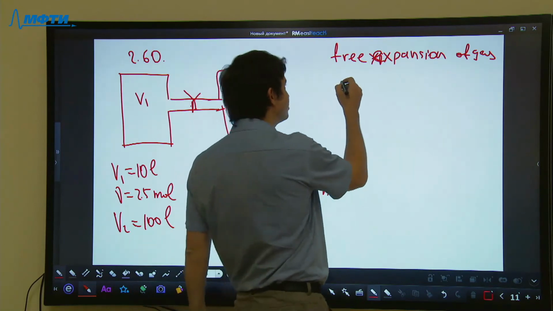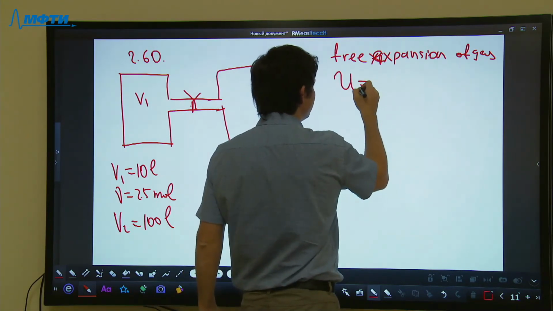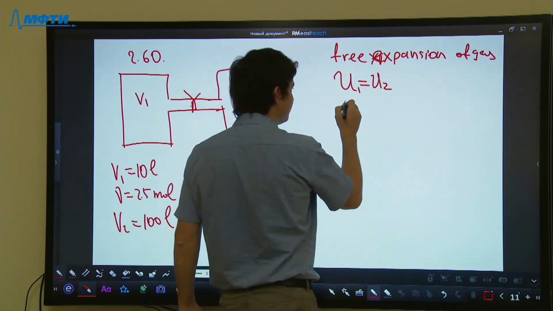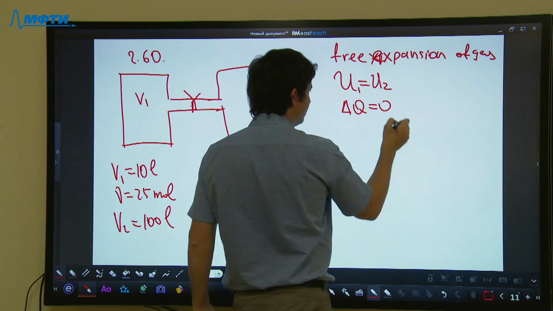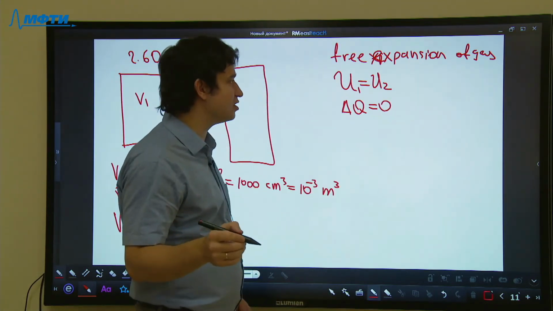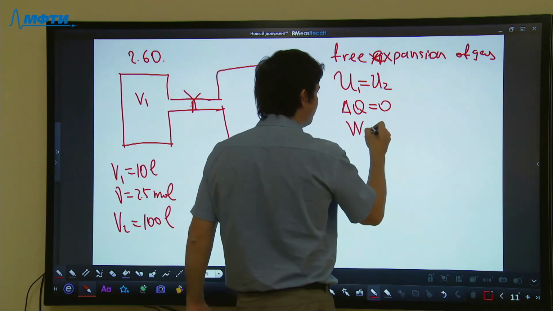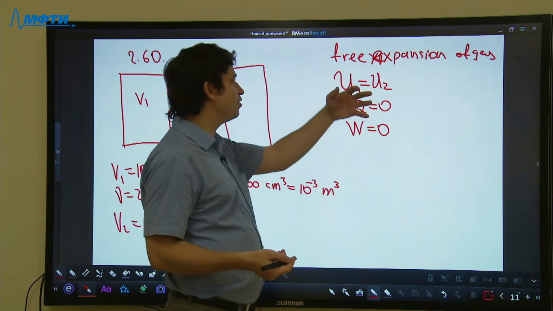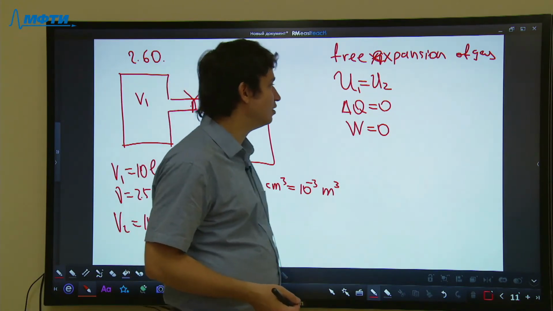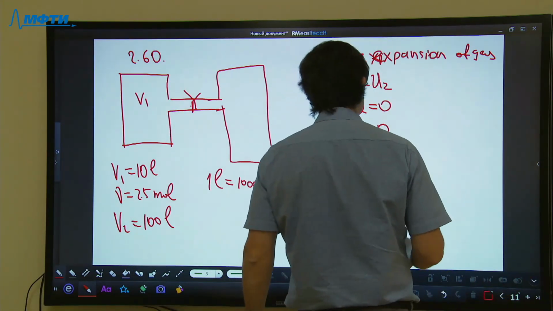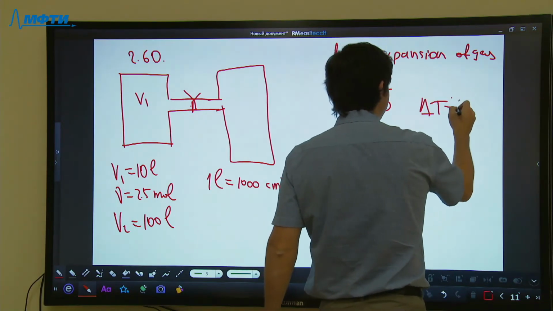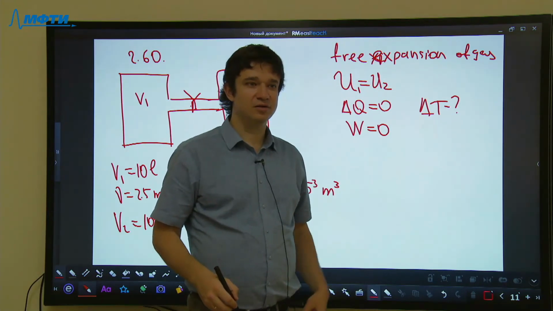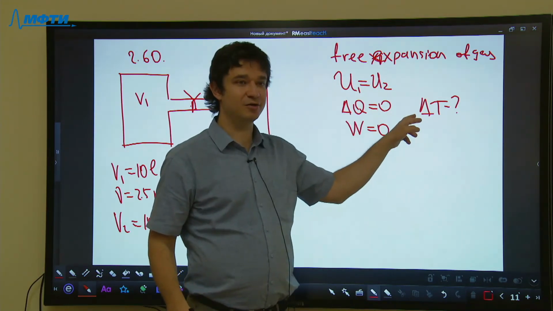In the free expansion, internal energy of the gas doesn't change. And the reason for that is that there is no heat exchange between the gas and environment. And secondly, there is no work being done either by the gas or on the gas. So therefore, the internal energy should remain the same. But we need to calculate the temperature change. Any guess about this? No change in internal energy. What is the change of the temperature?